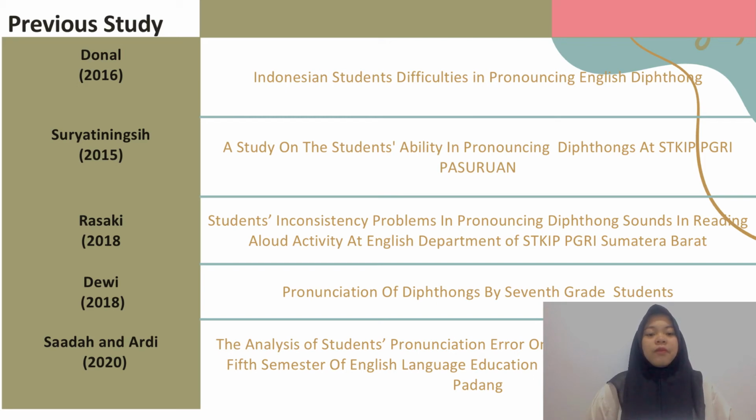Dewi researched private classes from junior high school. The researcher found that diphthongs A, I, O can be produced correctly by those 10 students. Meanwhile, diphthongs O, Au, A, I, U, O cannot be produced perfectly by the students. The last previous study is Saada and RD 2020, who researched the analysis of students' pronunciation error on English diphthong made by 5th semester students of the English Language Education Program, Universitas Negeri Padang.